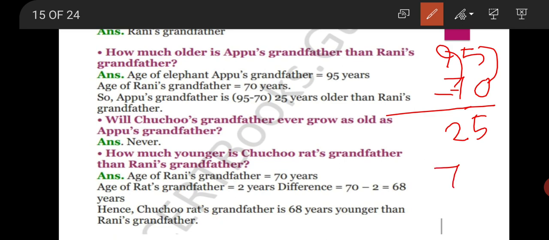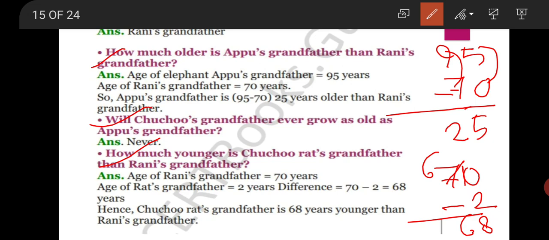Next, how much younger is Chuchu Rat's grandfather than Rani's grandfather? Age of Rani's grandfather 70. Age of Rat's grandfather 2. So what is the difference? 0 minus 2 is not possible. We just borrow 1 from 7. So 7 becomes 6. This becomes 10. 10 minus 2, 8, 6. Now Chuchu Rat's grandfather is 68 years younger than Rani's grandfather. You have to write these questions in your copy.